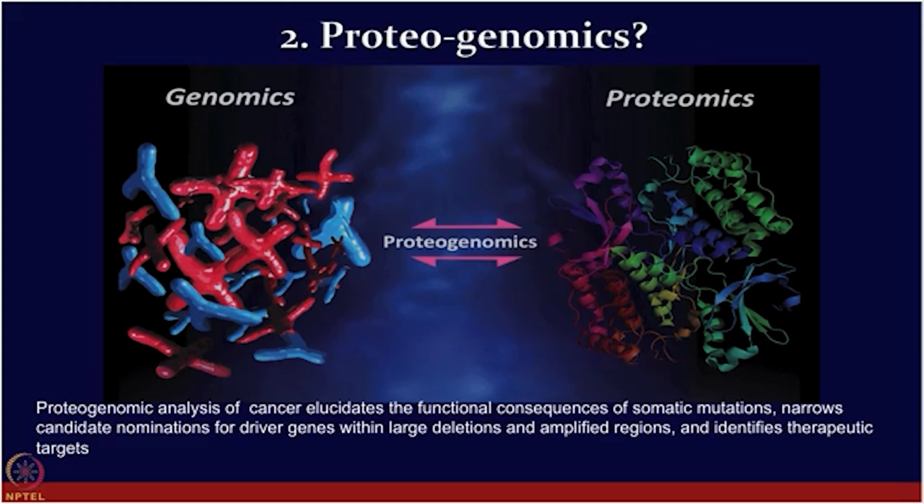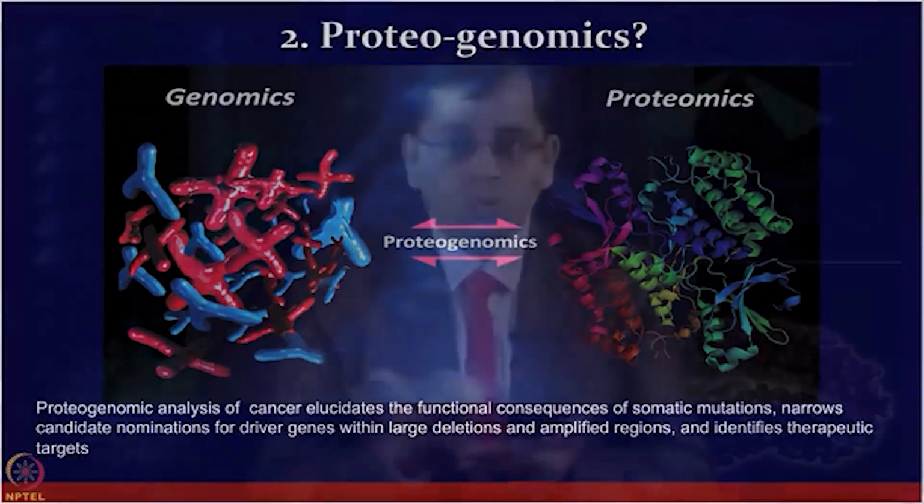Can we start integrating the most crucial molecules, the genome and proteome, together? That has led to the field of proteogenomics, which looks at a lot of information that was not possible otherwise by looking at the molecules alone. With this cartoon you will appreciate how proteogenomic analysis of cancer and other complex diseases could elucidate the functional consequence of somatic mutations, narrow the candidate nomination for driver genes which may have large deletions or amplified regions, and probably identify therapeutic targets.